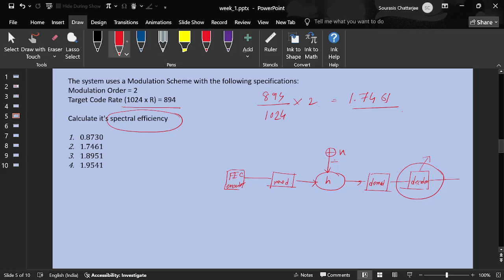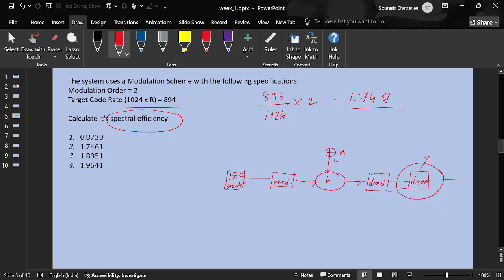Basically, FEC tries to introduce some bits which will help us to actually retrieve the data correctly at the receiver end. If we do not have the decoder, then we will not get the correct data at the receiver end. Correct. So there is no way of knowing whether the bits are corrupted or not.